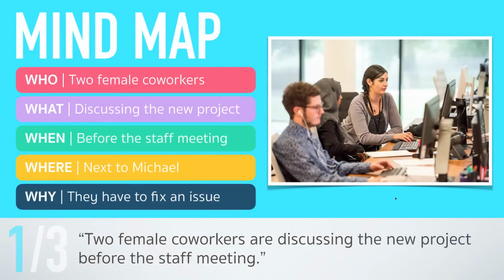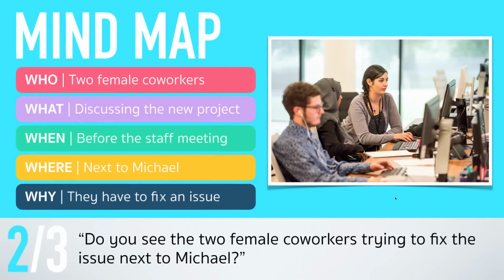But why? Because I already had the 5 W's. I already organized my thoughts, so I was able to speak. I was able to create a sentence, which is what you are going to be able to do after this lesson. But I can change up the sentence. Same information in my mind, but I could also say, do you see the 2 female coworkers trying to fix the issue next to Michael? I suddenly created a question using the same groups of information that I already had in my mind because I thought about the picture using the 5 W's.